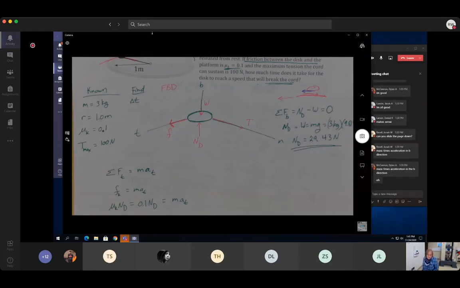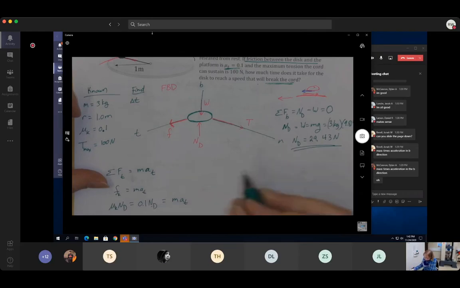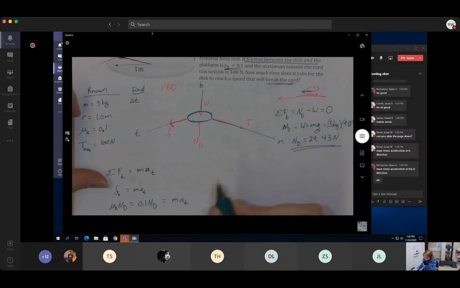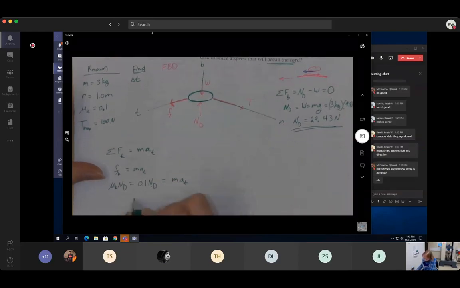Or putting this a slightly different way, we know N sub B is equal to our weight, which is mass times gravity. And so that's going to be 0.1 times mass times gravity is equal to mass times tangential acceleration. Our masses cancel, and our tangential acceleration is 0.981 meters per second squared.